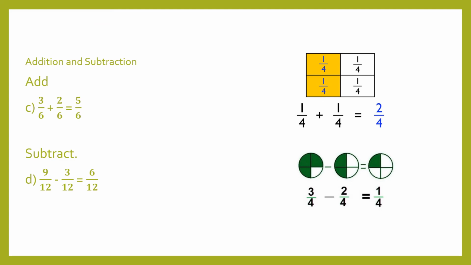Addition and subtraction of like fractions. Now it's 3 by 6 plus 2 by 6. I have shown you a picture here. It means 1 by 4 plus 1 by 4 makes 2 by 4.